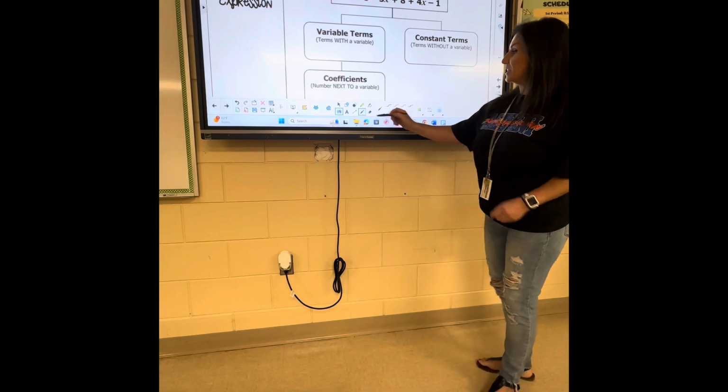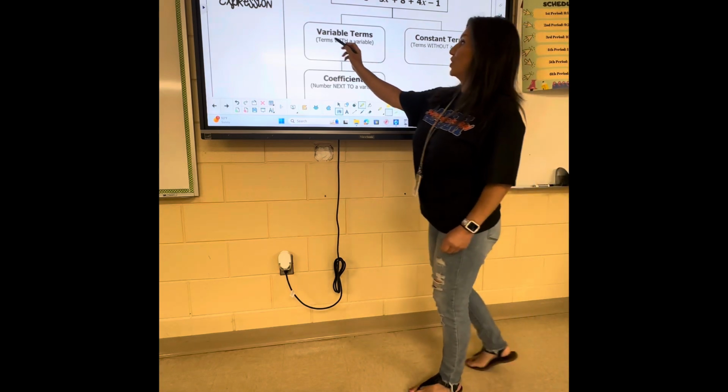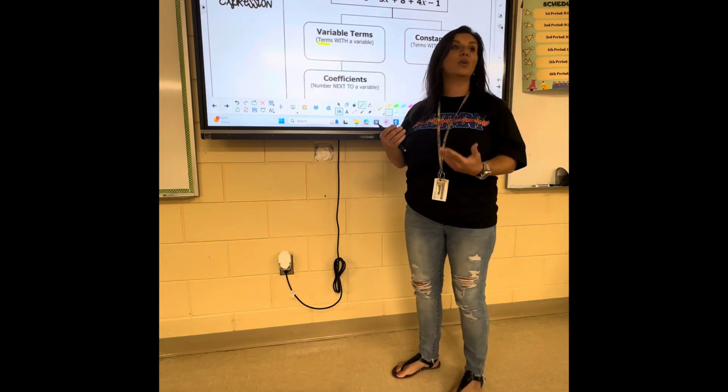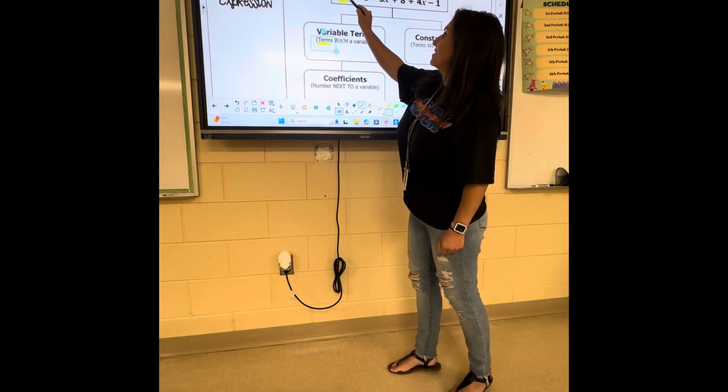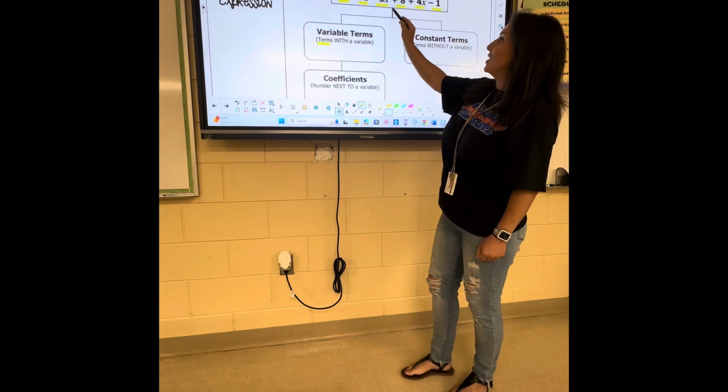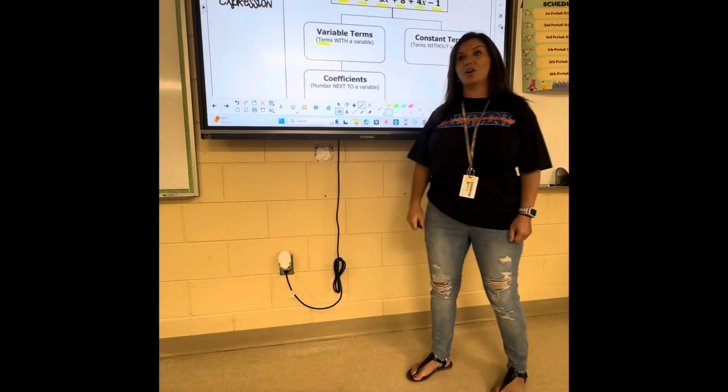So the first thing we need to really identify is when I say terms. Okay, before we know what different parts there are, we need to know what a term is. So terms are things that are separated by plus or minus signs. So each thing that I highlighted here in yellow, those are terms.